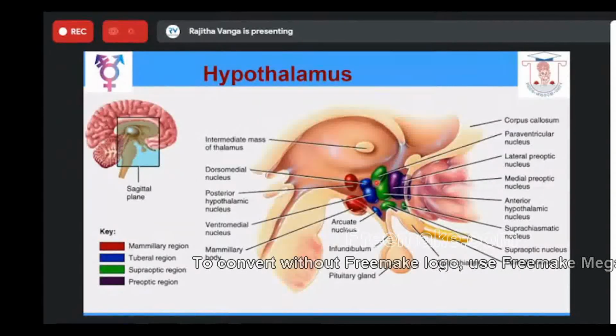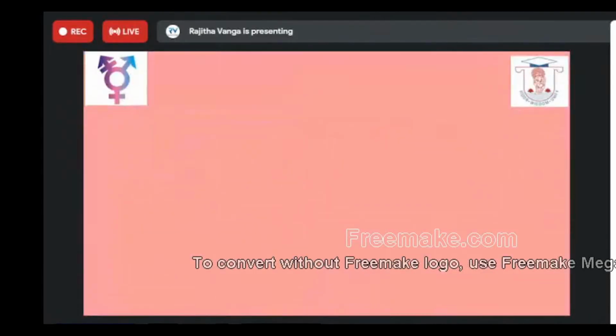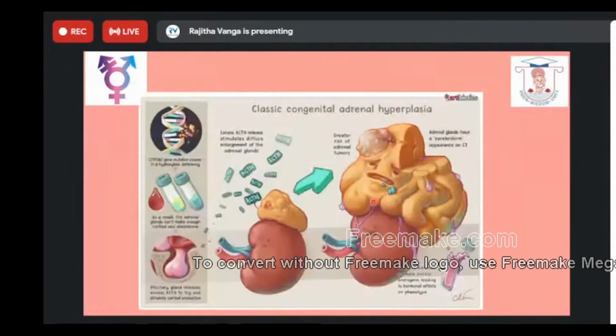So in rodents, the medial preoptic nucleus was found to be smaller in trans women when compared to cisgender men. The next is about the hormones, adrenal hyperplasia. Prenatal and perinatal hormones may influence the sexual differentiation of the brain, which we know now.